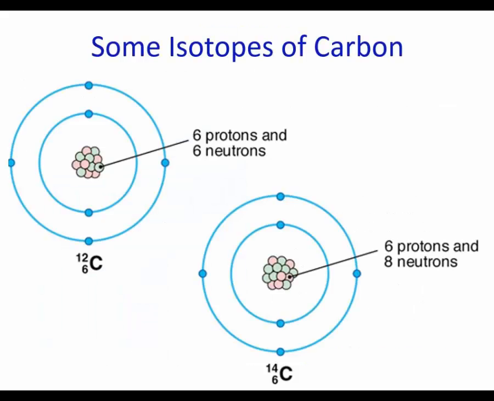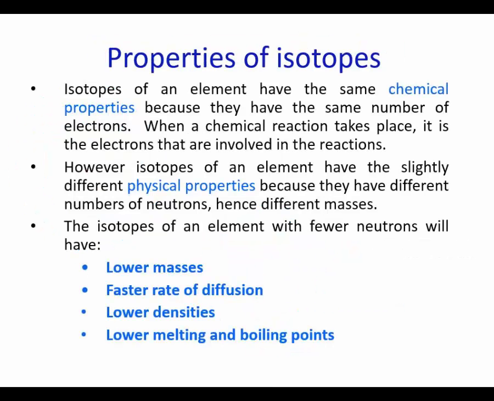Here are some examples of carbon-12 and carbon-14 isotopes. Isotopes have the same chemical properties because they have the same number of protons, and that is what causes the number of electrons, and the electrons are what cause chemical properties.